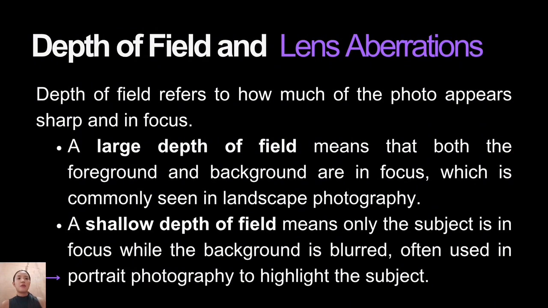Next is the depth of field and lens aberration. The depth of field refers to how much of the photo appears sharp and in focus. A large depth of field means that both the foreground and background are clear. A shallow depth of field means only the subject is sharp while the background is blurred. Lens aberrations are imperfections in lenses that cause distortion or blurriness in the image.